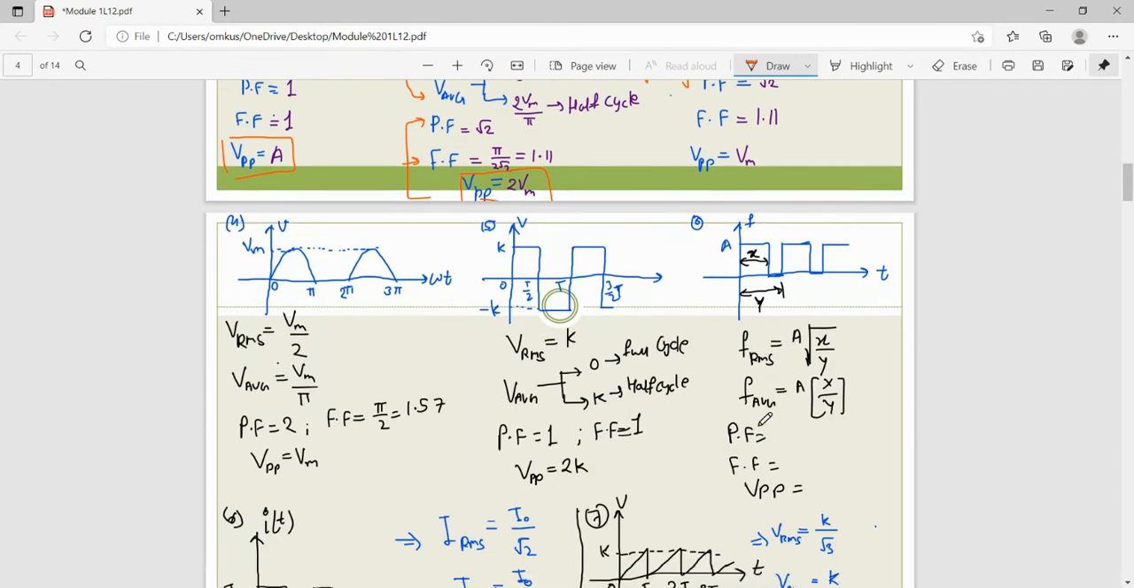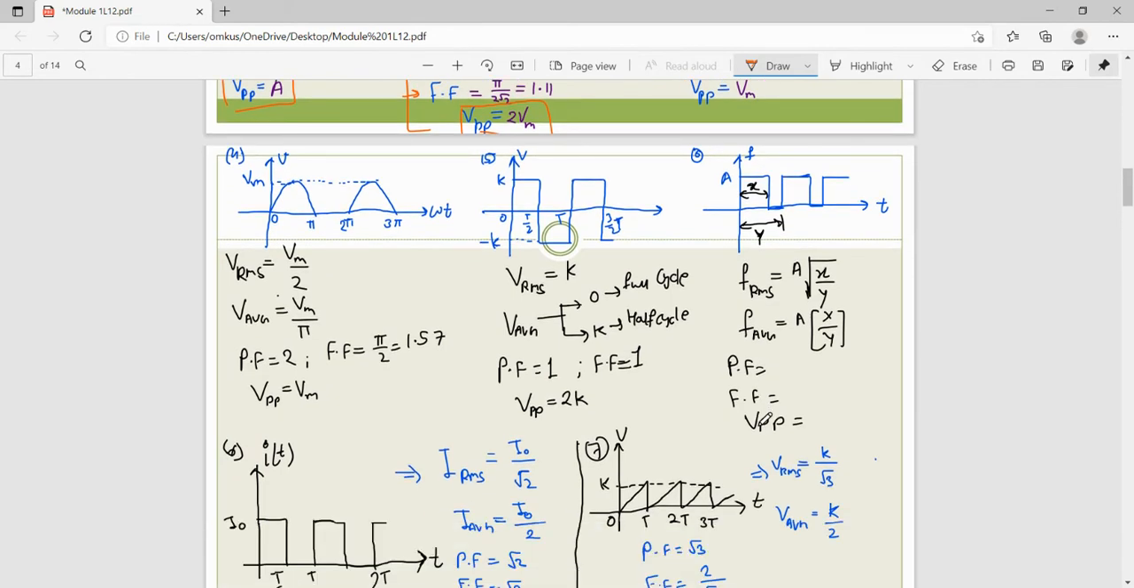So these are some standard signals, and the respective RMS and average values are given here. Please note that for this waveform, VRMS is Vm by 2 and V average is Vm by pi. Now see, for this VRMS is K, where K is the magnitude of this signal. This is an AC signal, or symmetrical signal, so for the full cycle, V average is equal to 0. For the half cycle, it is K.